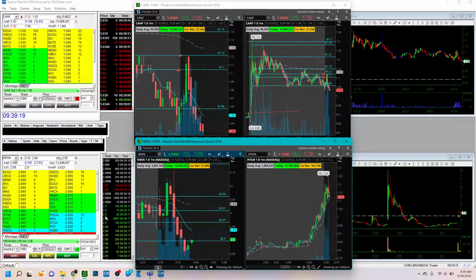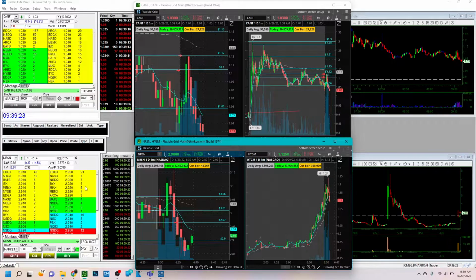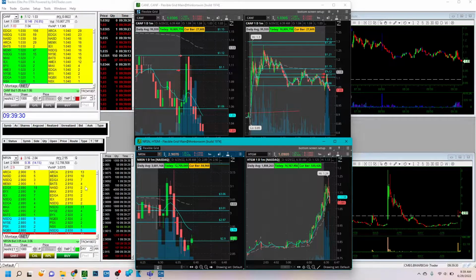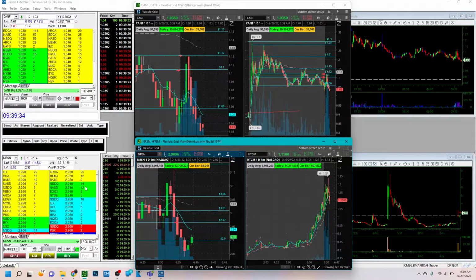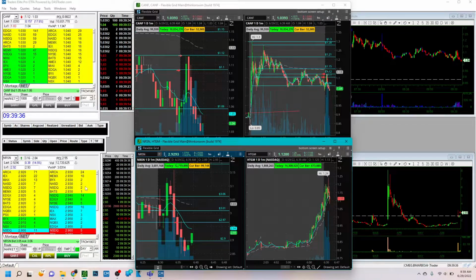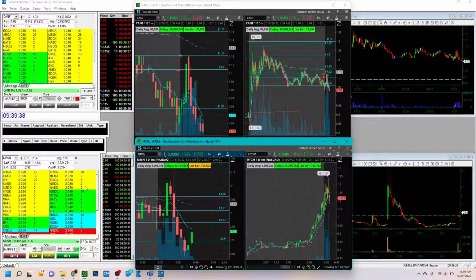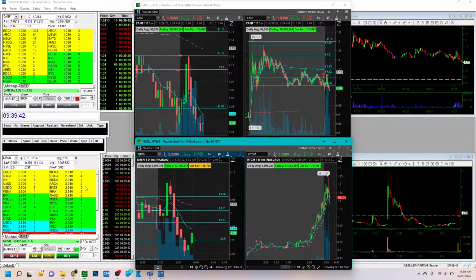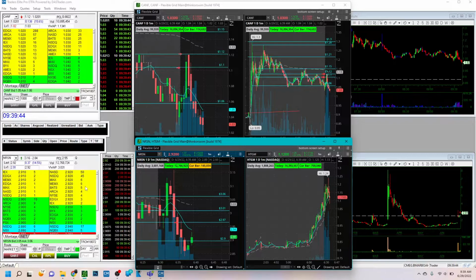So let's take a look at these sellers right here. Buyers and sellers right here. So it's hitting 292, $293. So I'm not seeing sellers really interested in that level. That 290 level, I'm not really seeing sellers super interested.